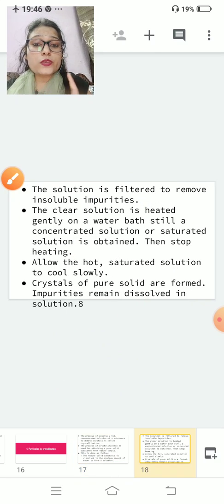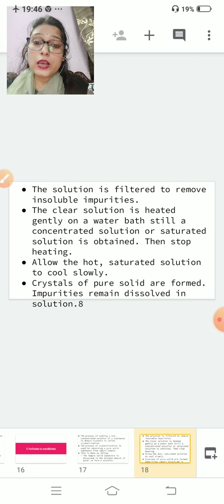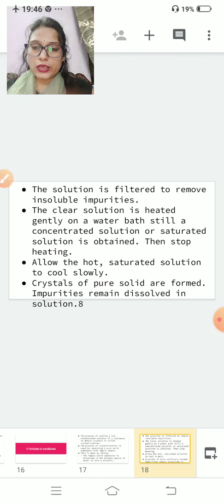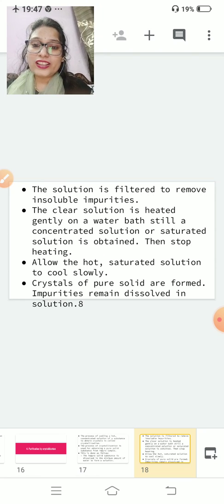The solution is filtered to remove insoluble impurities. Now what will you do? You will filter that solution. Whatever impurities are there will remain in the filter paper. Now whatever clear solution you get, you have to heat gently until you get a concentrated or saturated solution.